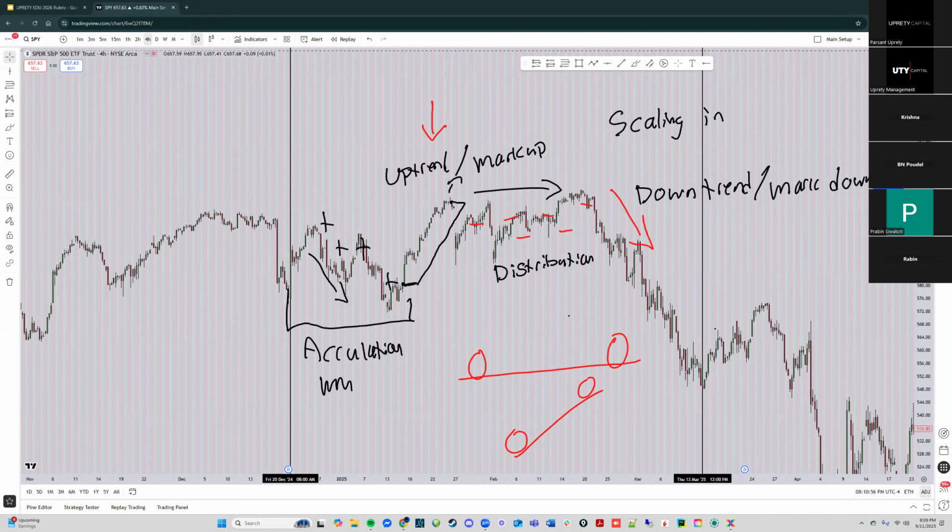So once again, let's recap here. Accumulation, that's where funds are buying. You don't know that the market is going to push up yet. It actually looks like it might come even lower. Then we have the uptrend where retail and everybody else ends up getting in. Then we have distribution where funds start getting out and we're in this choppy zone. And then those people start selling. And then we have the downtrend or the markdown.